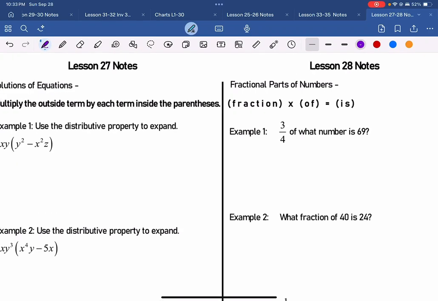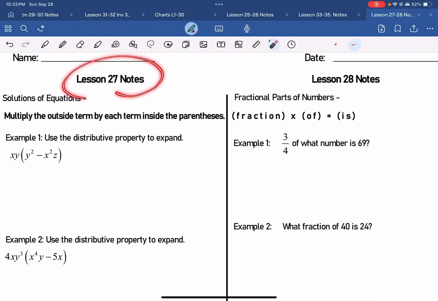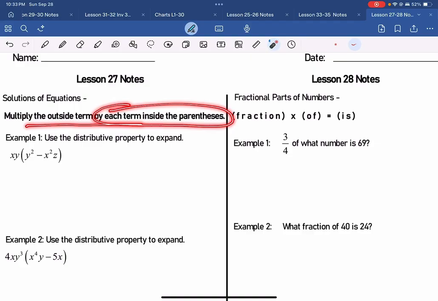Okay, Hudson, these are lessons 27 and 28. So this will be the total of 4 lessons for this week. Here we have solutions of equations. We multiply the outside term by each term inside the parentheses. So it's called distributive property.